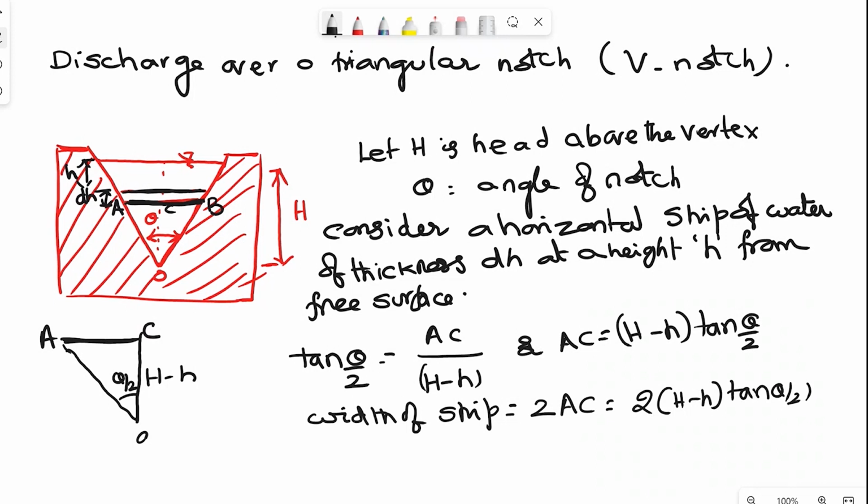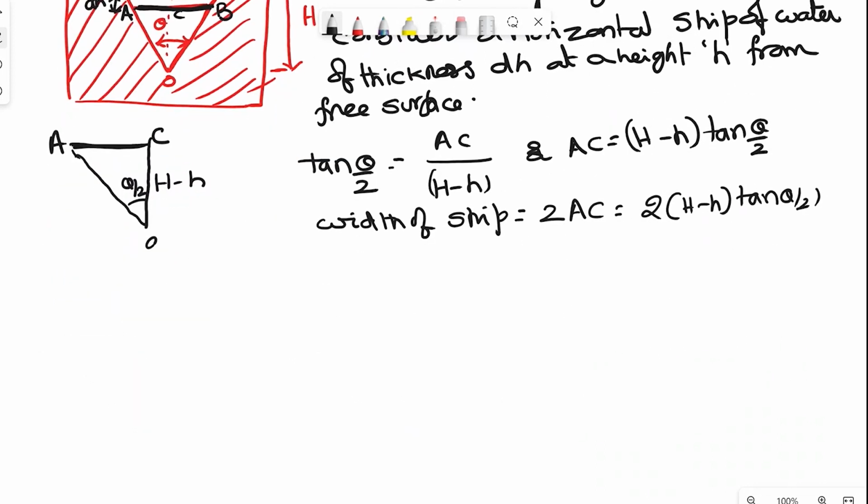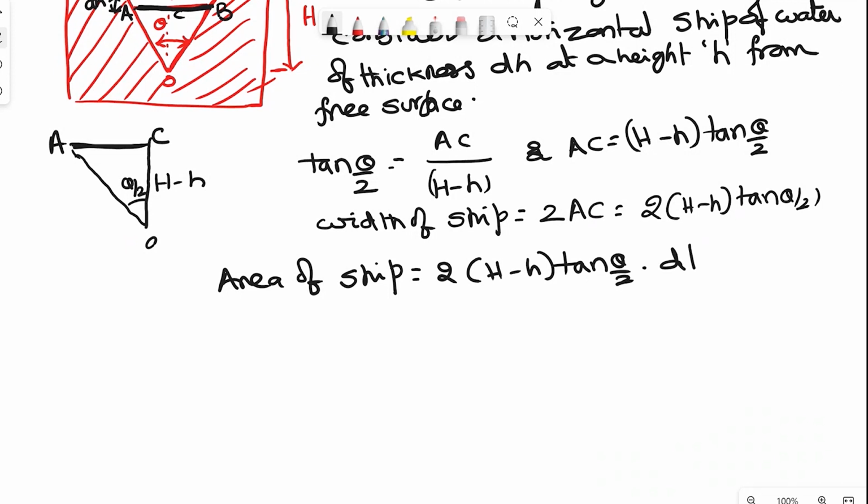My next job is to calculate the area of the strip. Area of strip is, it is like a rectangle, so width, 2 into (H minus h) into tan theta by 2, into height, which is dh. So this is the area of the strip.